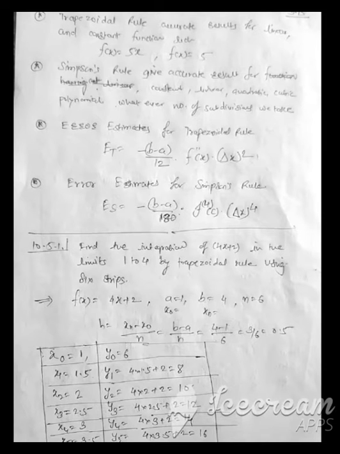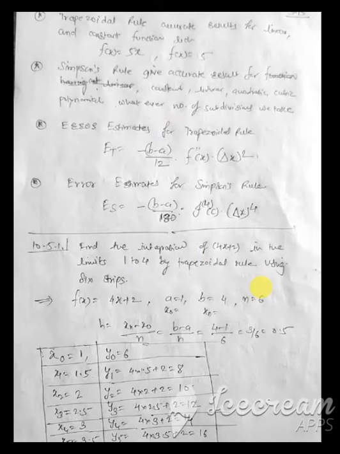Now this is the formula for finding the error estimation of the trapezoidal rule. This is nothing but minus, bracket b minus a upon 12, f double dash of x into delta x square. This we will see later. And this is the first numerical. You will see this is from your book only.